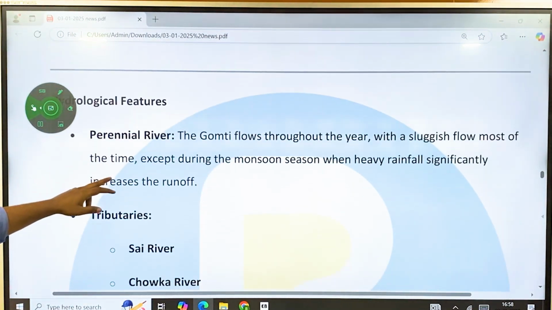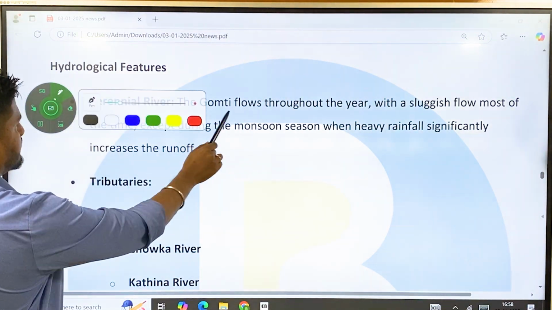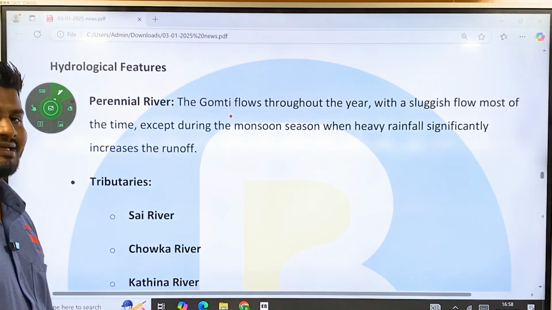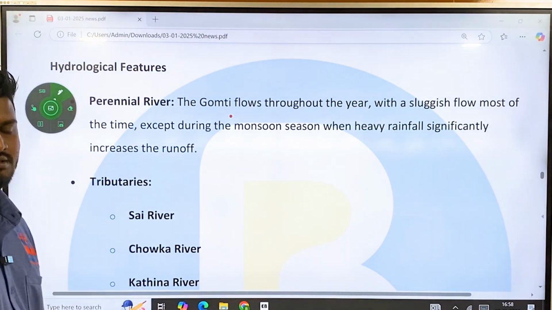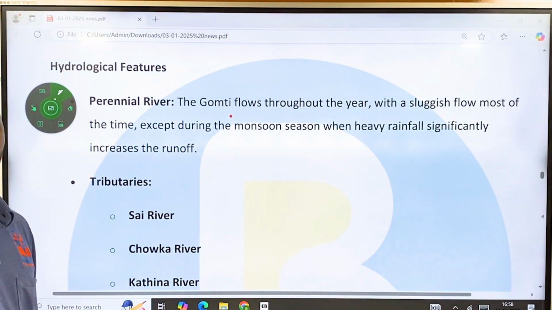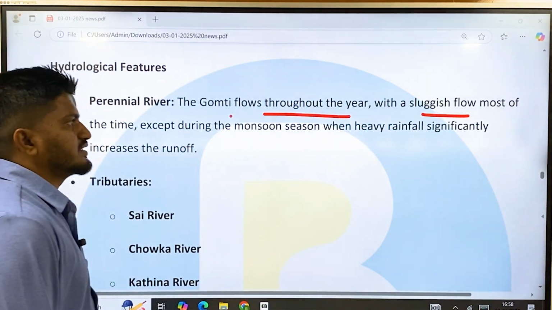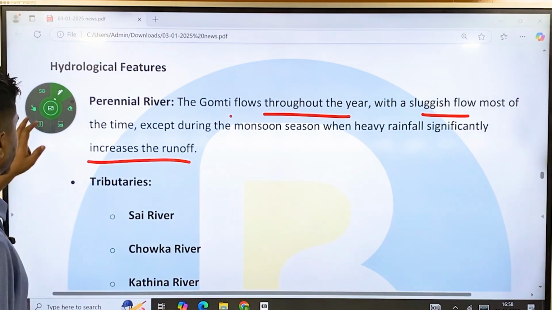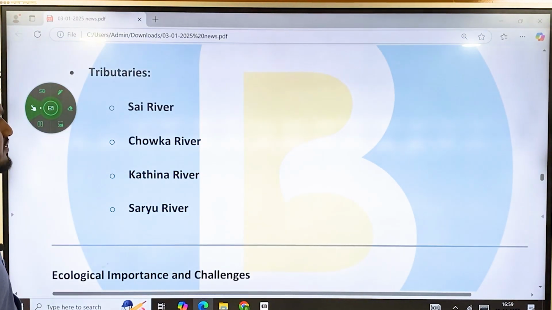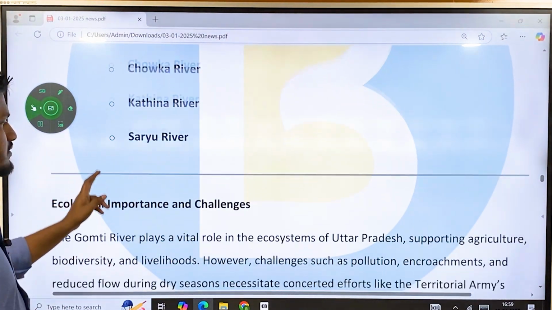Okay, and what are the hydrological features? It is a perennial river because it is a Himalayan river, meaning it gets fed by the Himalayan snow melt during the summer or winter season, and it gets fed by direct rainwater during the monsoon time. Okay, Gomti flows throughout the year with a sluggish flow most of the time, except during the monsoon season when the heavy rainfall significantly increases the runoff. Its tributaries are the Sai River, Chauka River, Kathina River and Saryu River. So it itself is a big river with so many tributaries.